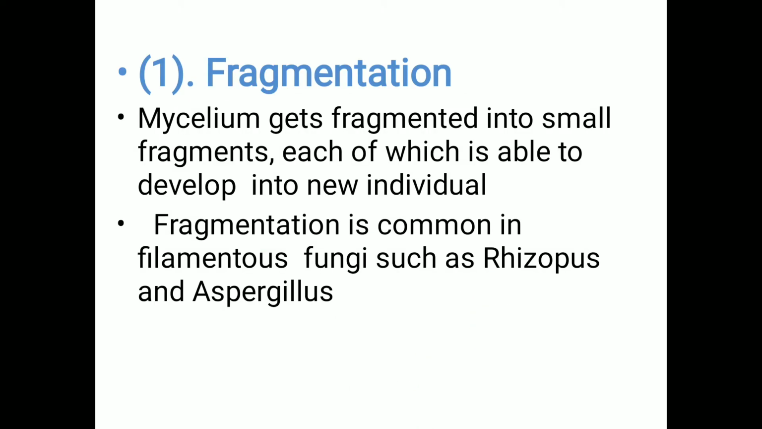Next, here again is the short information about fragmentation. Mycelium, that is the group of fungus, gets fragmented, and after fragmentation it is broken up into small fragments or pieces, and each of which is able to develop into a new individual. That fragmentation process is commonly found in the fungi Rhizopus and Aspergillus. So Rhizopus and Aspergillus are names of fungi in which the fragmentation method of reproduction takes place.